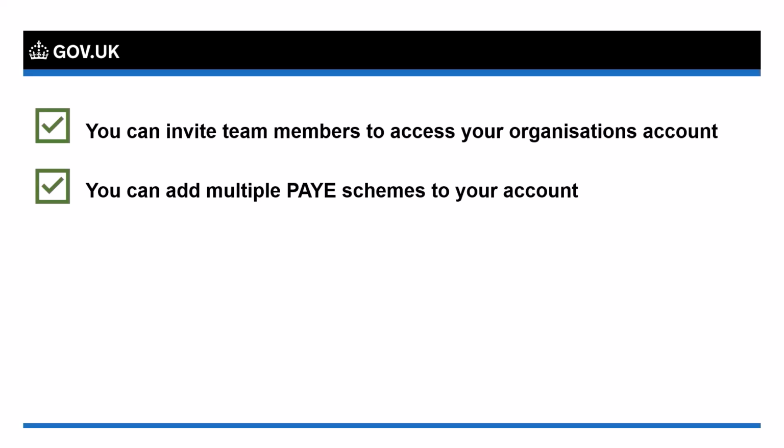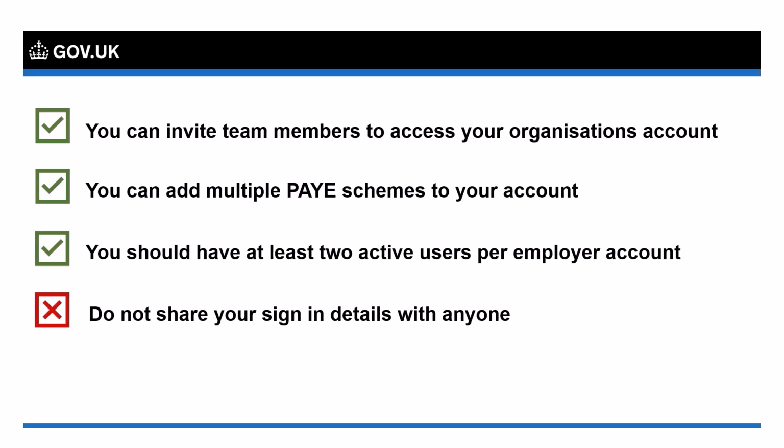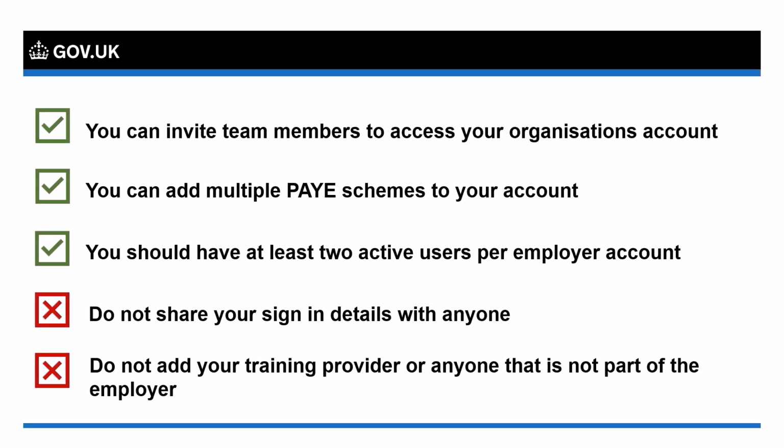You can invite team members to access your organisation's Apprenticeship Service account. Everyone that will use your organisation's account must set up their own sign-in details. They must not share these details. We recommend that you have at least 2 active users per employer account. You must not add your training provider or anyone that is not part of the employer.